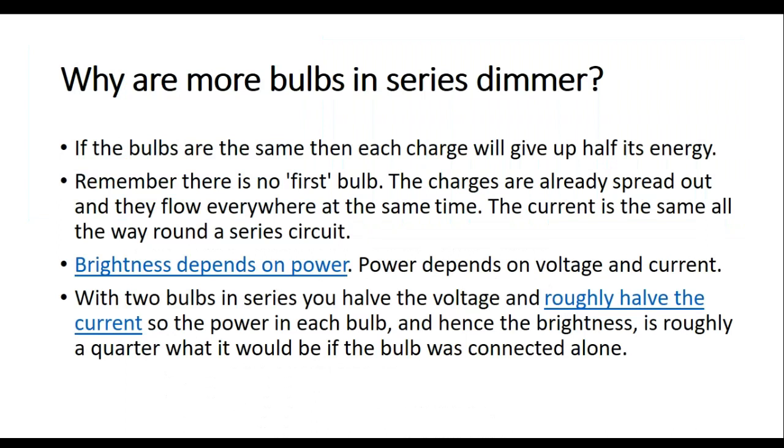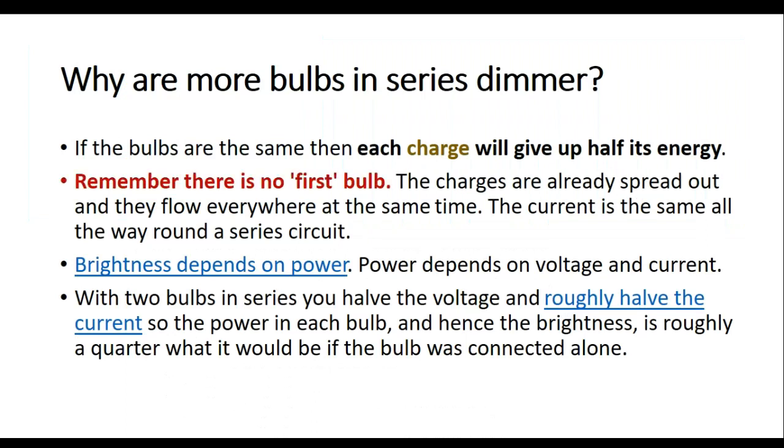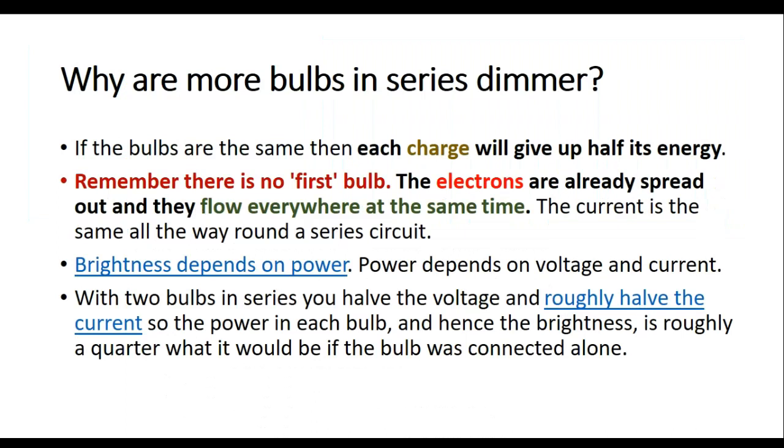Talking about this idea of more bulbs in a series circuit being dimmer, if the bulbs are the same, then each charge will only give up half its energy if there are two bulbs. Because the charges are already spread out and they flow everywhere at the same time, they don't go from one bulb to another. The charges, the electrons, go through each at a particular time.